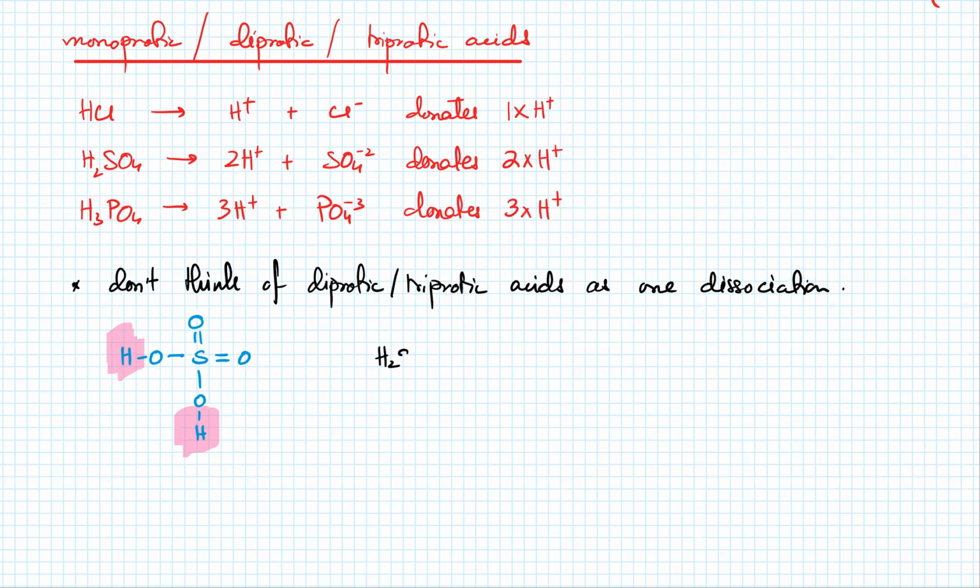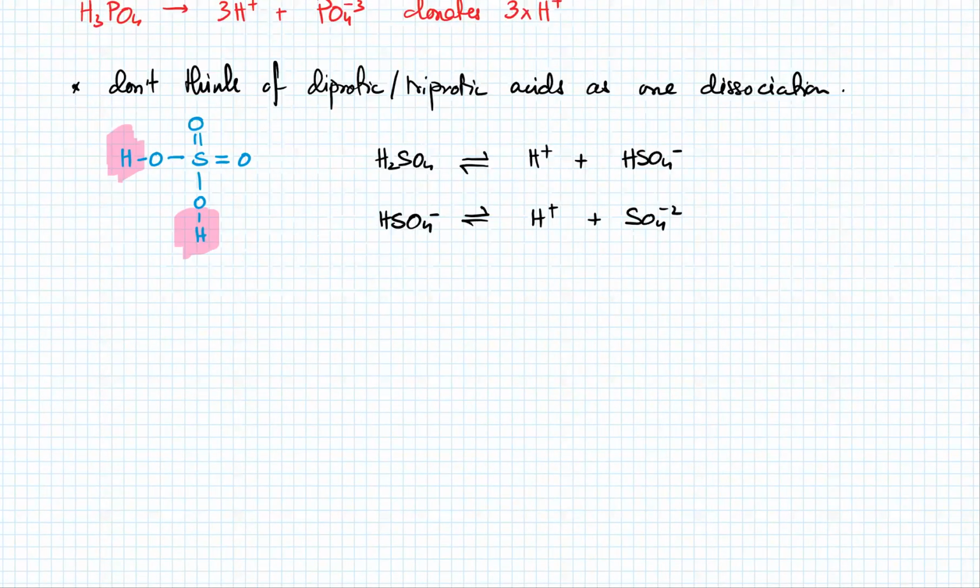What will happen is that sulfuric acid would first lose one H plus ion. So you'll be left with HSO4 minus. And then that HSO4 minus would lose another one and it will become SO4 2 minus. So you clear? Dissociations don't happen in one go for diprotic, triprotic acids. There are multiple steps involved, right? Is that clear? Yep, it's clear.